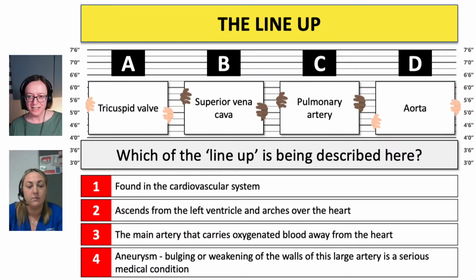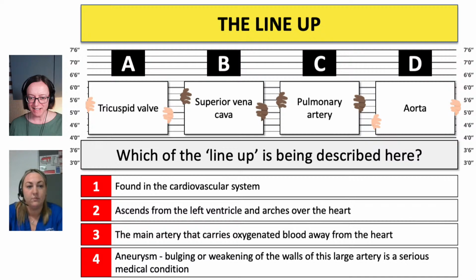Does anyone know what this is at home? I think we can eliminate A and B. Is it the pulmonary artery or is it the aorta? Think about what you know about the word pulmonary, if you do know anything about it. Remember I said it's about the systemic circulation.